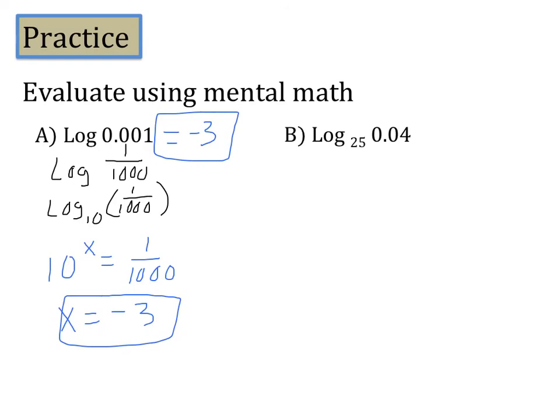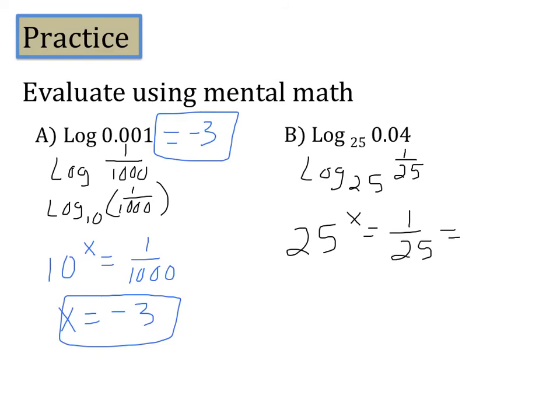Okay, let's try this next one. We have log base 25 equals 0.04. My recommendation would be to rewrite these as fractions, because it's easier to see what's going on. So this is 4/100ths, or 1 over 25. So the question is, what do I have to raise 25 to get 1 over 25? And we very easily see that all we have to do is flip it, so we raise it to a -1. So the answer for this one is -1.